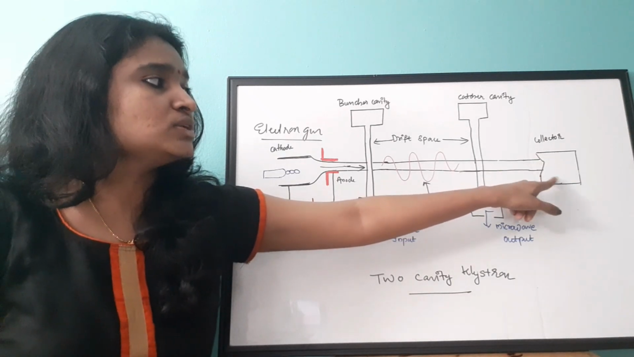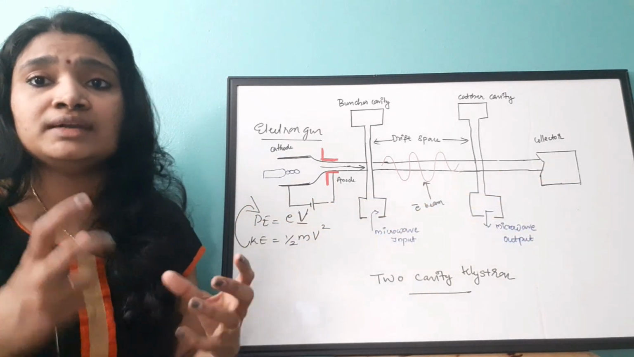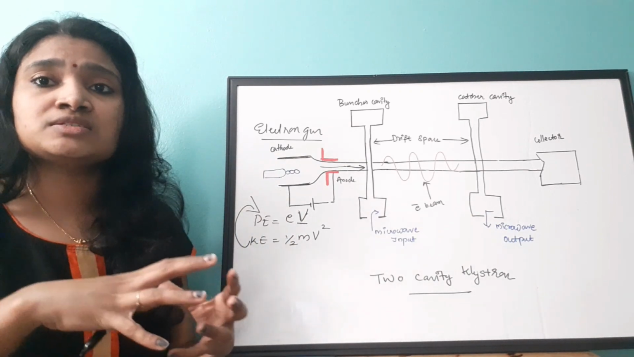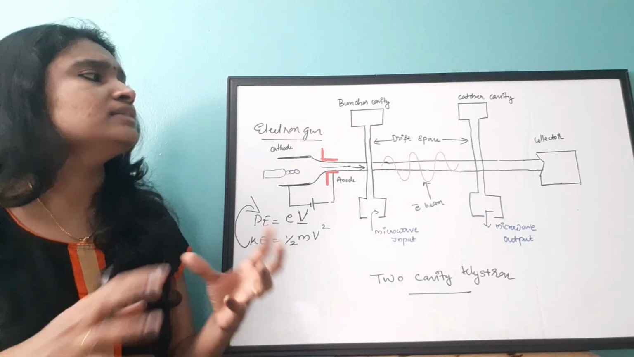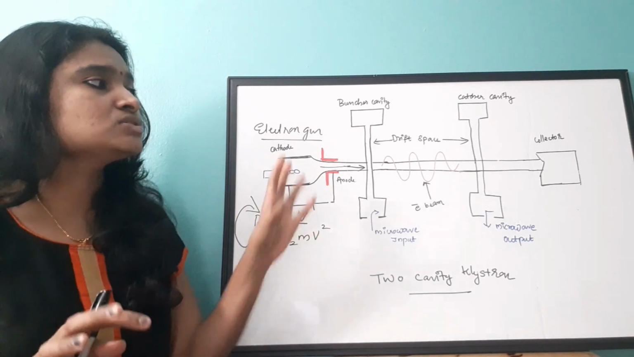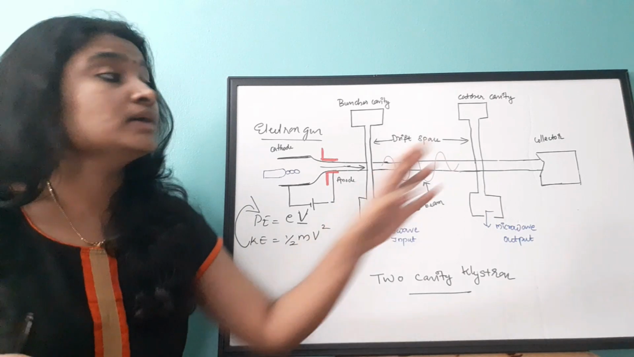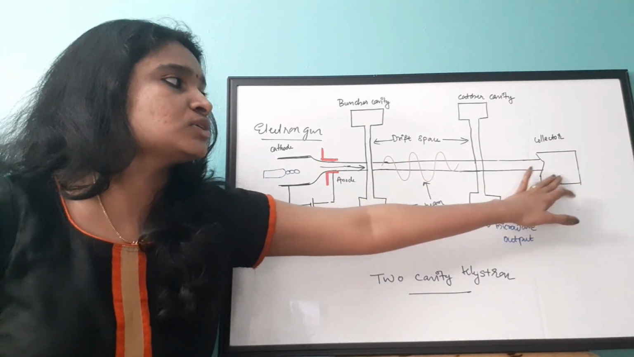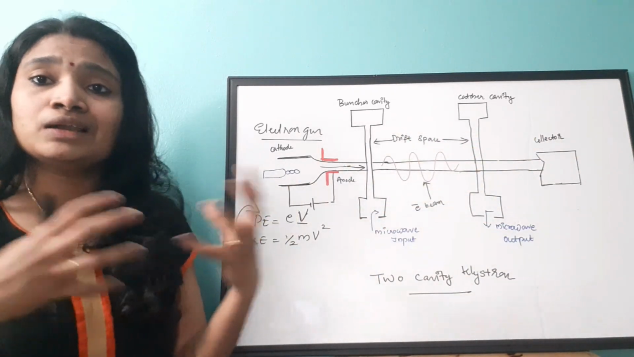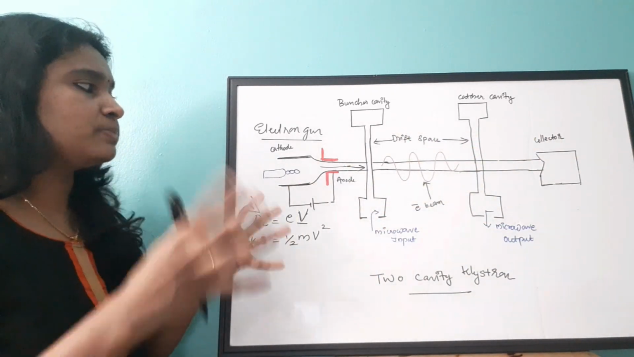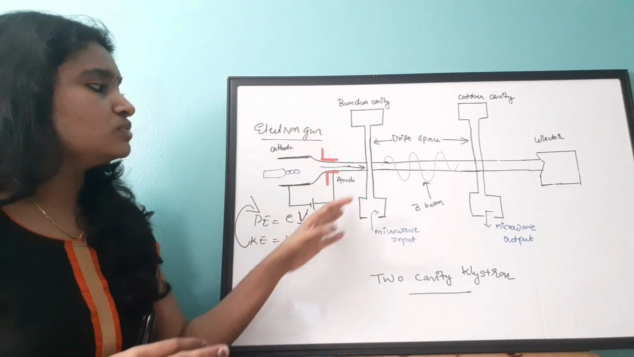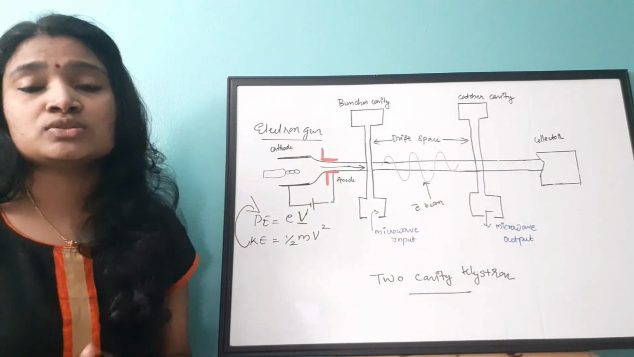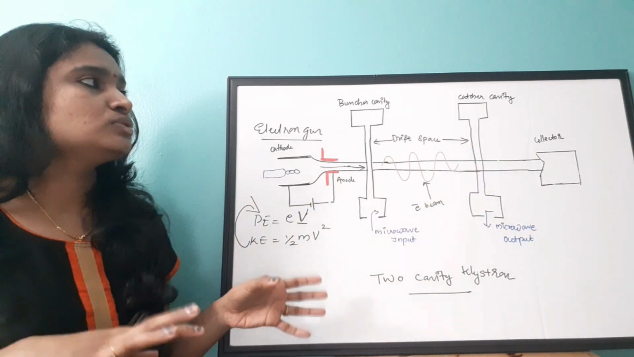Now here you can see a collector. This collector is used for collecting all the de-energized electrons. The electrons' energy is absorbed by the field, and the electrons are now slowed down. So these slowed down, de-energized electrons are absorbed at the collector side. This is also an electrode. This collector electrode will collect all the electrons. So from the electron gun, electrons are generated and collected at the collector. This is the basic working of a two-cavity Klystron.